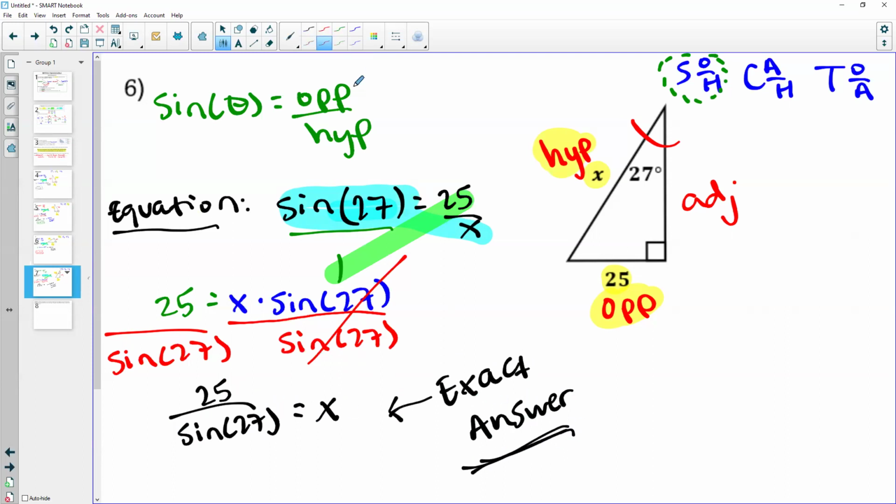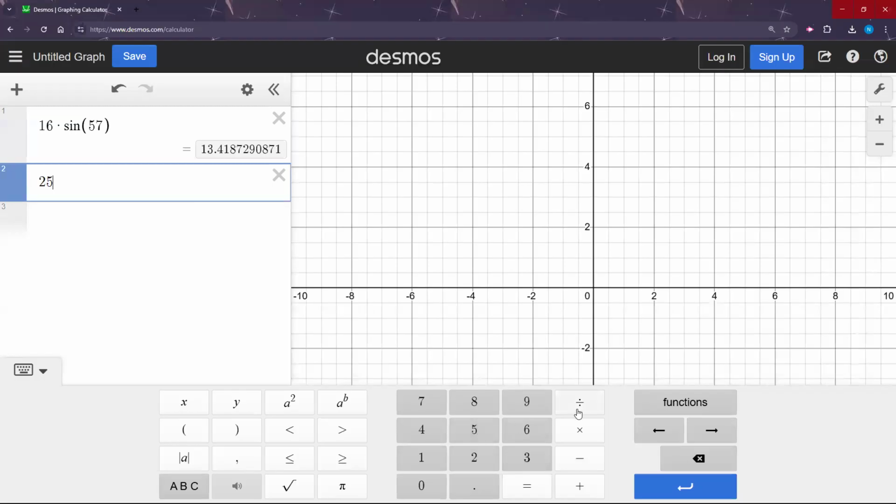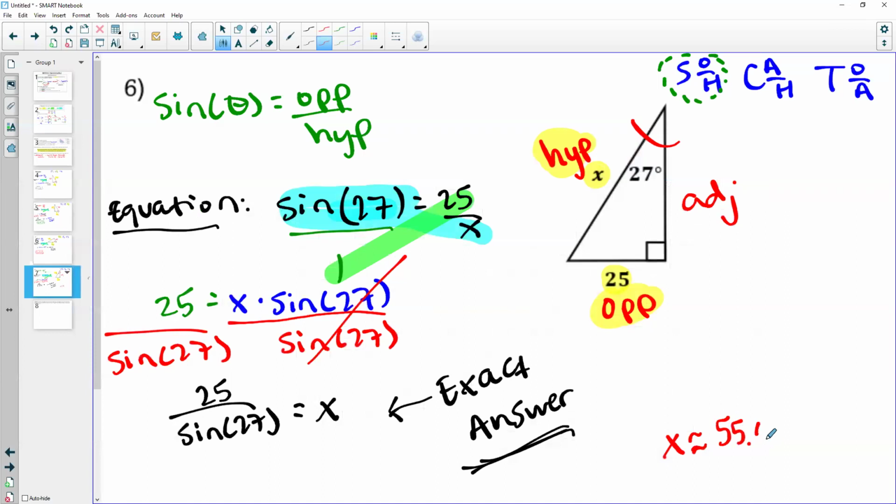Now we want to find out the rounded part of our answer, what x approximately equals. We're going to do 25 divided by sine of 27. Going to our calculator, we have 25 divided by sine of 27. Plugging that in here, we have 55.06. The next number is 7, so that's going to round up from 0.06 to 0.07. So 55.07 is the approximate value of x. And in a nutshell, that's pretty much what you're doing here to find the missing sides using trigonometry.